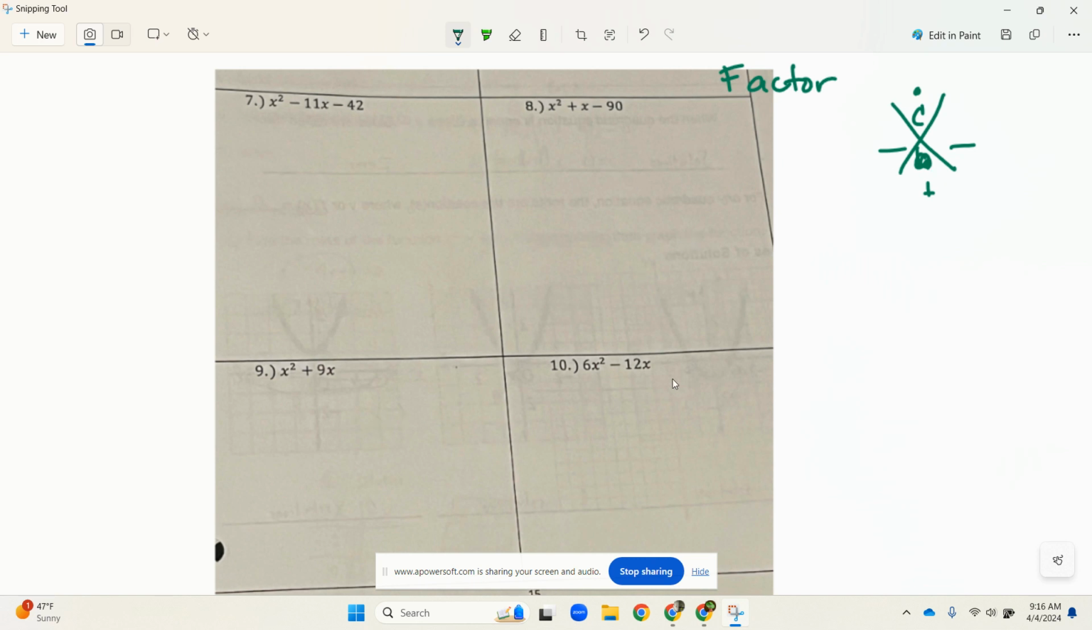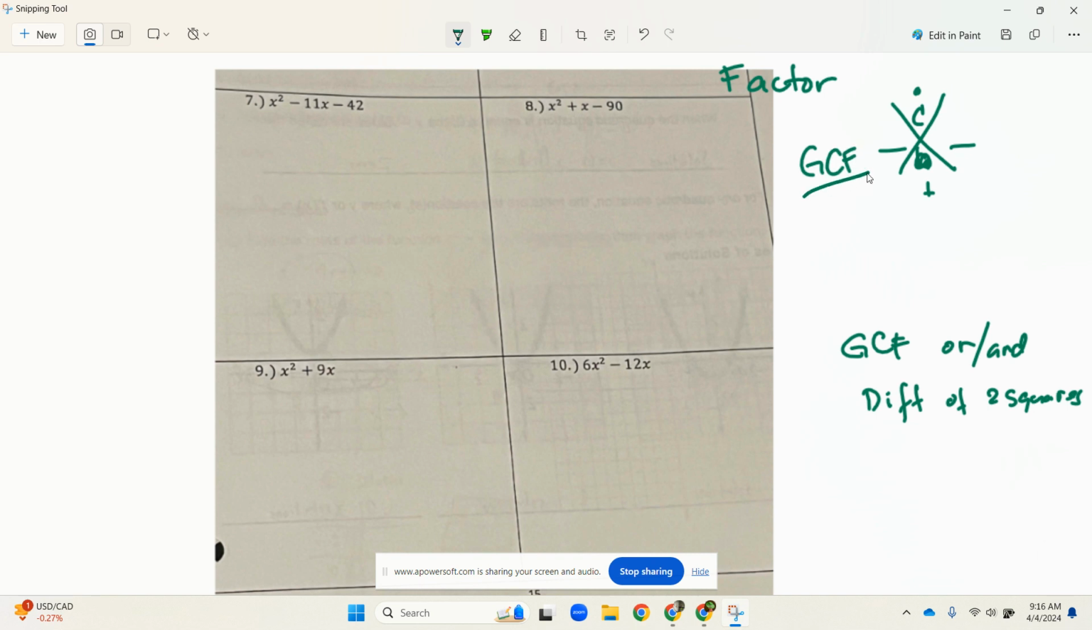But for number 9 and number 10, since they are binomials, most likely this is going to be GCF and/or difference of two squares. Okay, difference of two squares. All right. And then, of course, with a trinomial, you could also use GCF. GCF is always the first thing that you need to check.